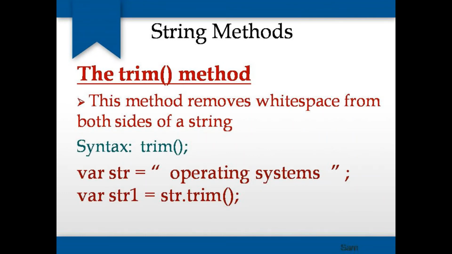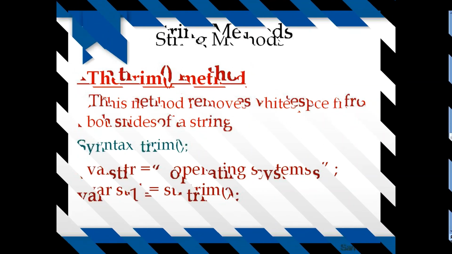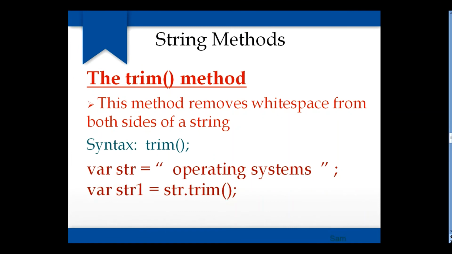There is another method called the trim method. This method removes white spaces from a given string. Here in this example, "operating systems", there is a white space at the beginning and the end. So when we write str.trim, it trims the given string, and these unnecessary white spaces will be removed. We need not pass any arguments to this trim method.